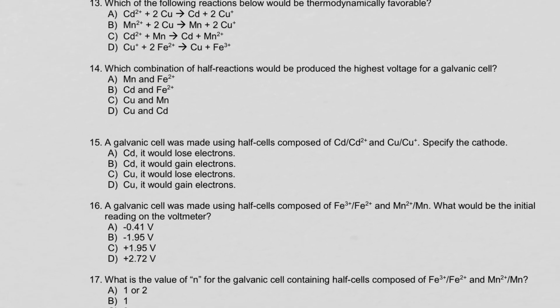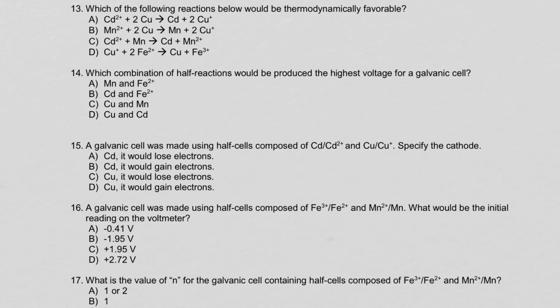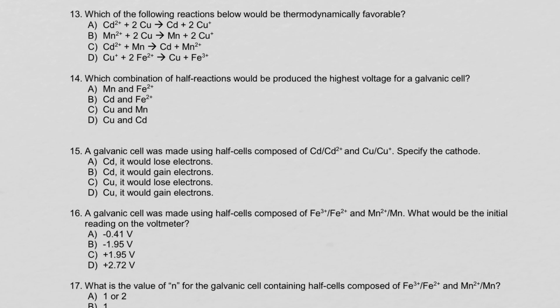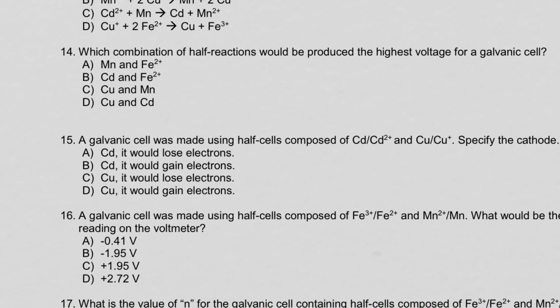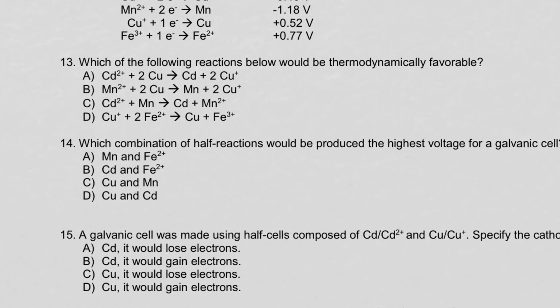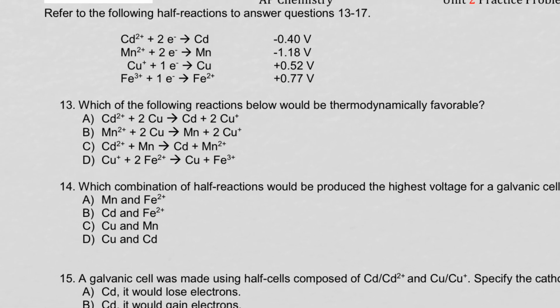A galvanic cell was made using half cells of iron, that combination, the iron ions, and manganese. What would be the initial reading on the voltmeter? Each question is asking just a little bit different take on the same information. If we're looking at the iron half reaction and the manganese half reaction, we can see that the iron half reaction looks like it has a higher positive potential. So I'm just going to draw an arrow, 0.77 volts, and manganese is lower, so it's the one that will have to be reversed, so it will be positive 1.18 volts.